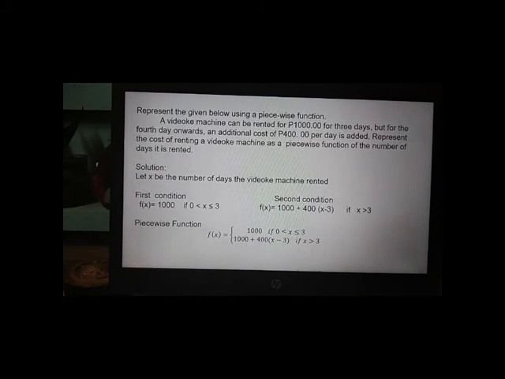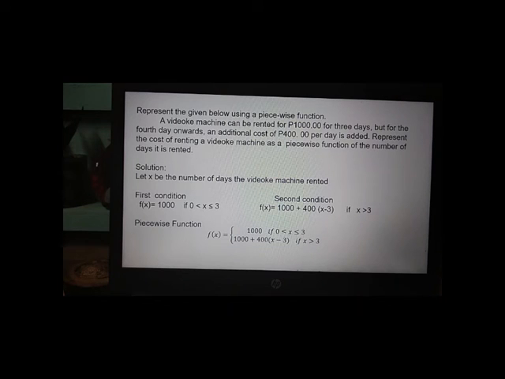Last example. A videoke machine can be rented for 1,000 pesos for 3 days, but for the 4th day onwards, an additional cost of 400 pesos per day is added. Represent the cost of renting a videoke machine as a piecewise function of the number of days it is rented. Solution. Let X be the number of days the videoke machine is rented. Going back to the situation, you will have 2 conditions.